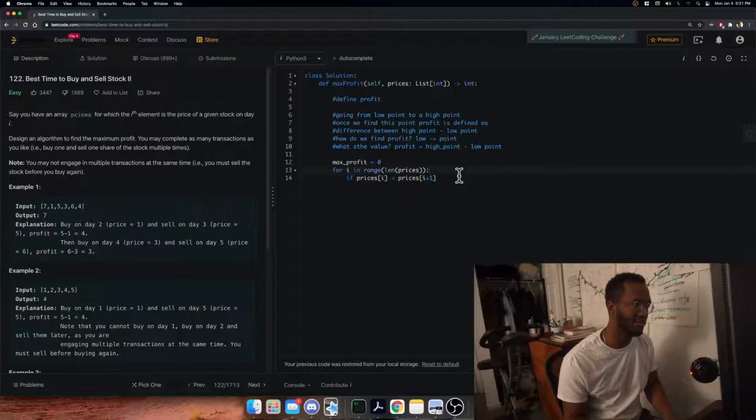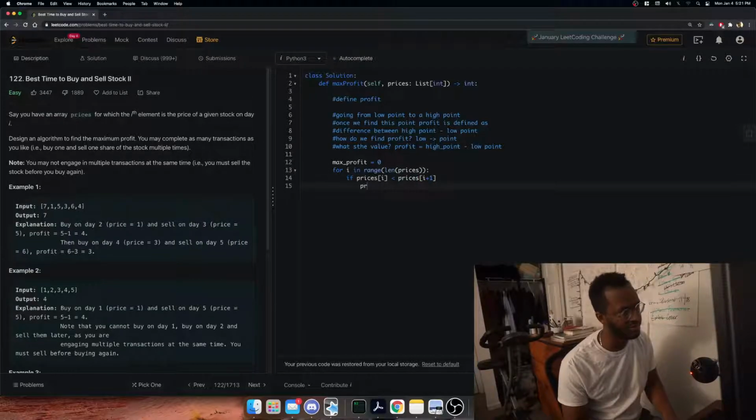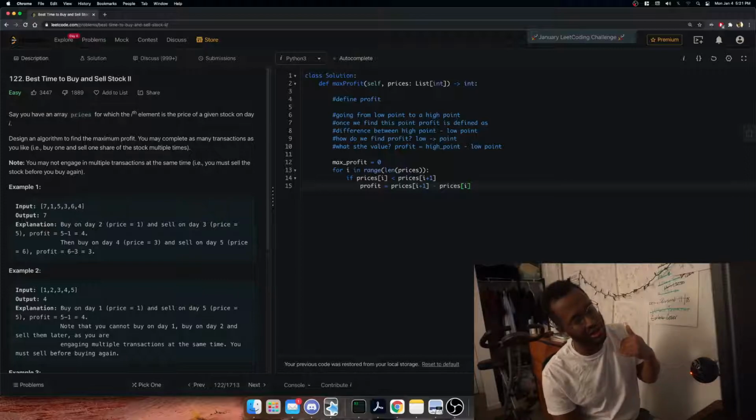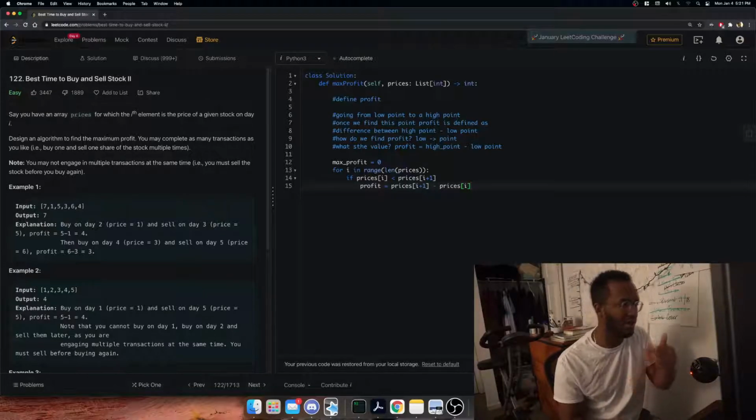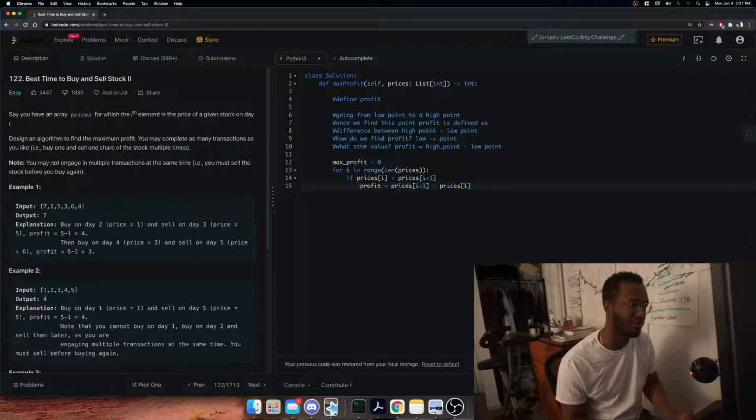And then we said, well, how do we evaluate profit? We said that profit was equal to the high point minus the low point. And we know that the high point is prices I plus 1, and we know that the low point is prices sub I, because we said we're going from low to high. So we would just do high minus low. And then we can do max profit plus equal profit. You can condense this into one line, but it's just to make it a little easier to understand. And then we can return max profit.